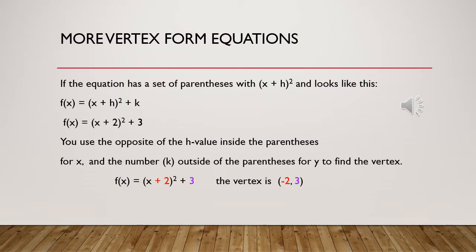Looking at the equation I have here, f of x equals the sum of x plus 2 squared plus 3. H is positive 2. That means x is negative 2 at the vertex. K is positive 3. So the y value at the vertex is positive 3. It's as simple as that.